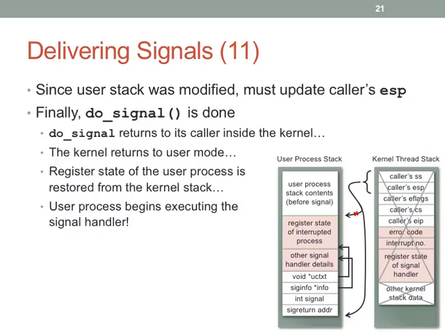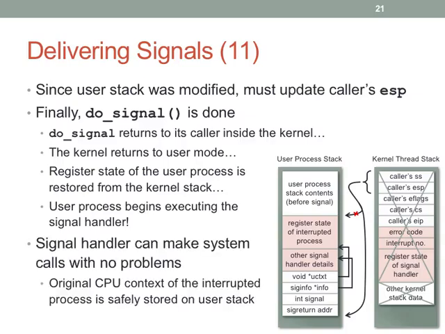Notice stuff starts disappearing off the kernel stack. The kernel stack ends up empty, and we transition back to the user process and start running the signal handler. Okay? Pretty straightforward, I think. And the nice thing is it can make system calls without any problems because we have safely stowed away the interrupted process's context. The kernel is left in a good state. I mean, if it's a well-implemented kernel, it won't be a problem. And so the signal handler can do whatever it needs to do without causing any problems.